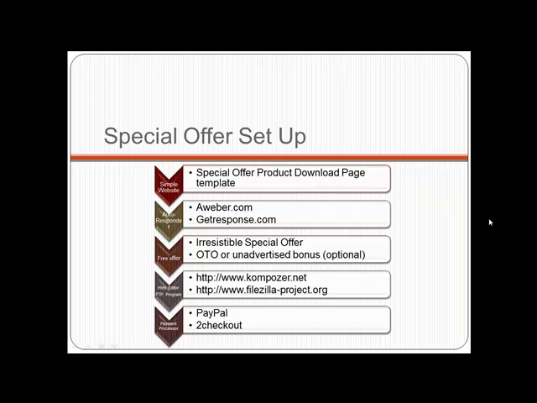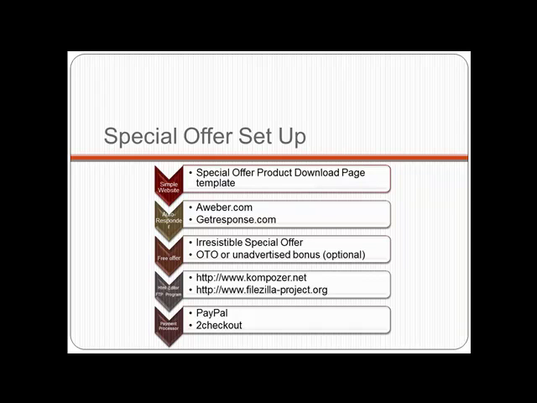The setup process of a special offer is you're going to need a special offer product download page template, which we're actually going to show you and give to you that you can work with. We're also going to need Aweber or GetResponse because you are going to need some sort of an autoresponder system. Those are the two most recommended ones, just because they are very reliable.